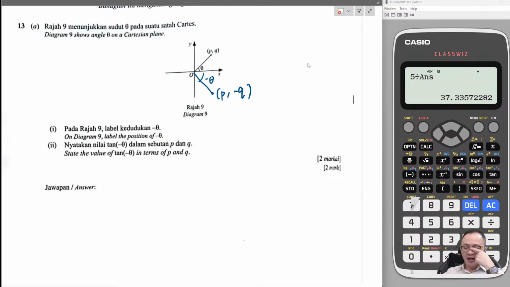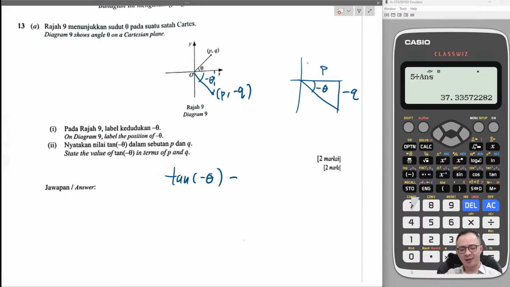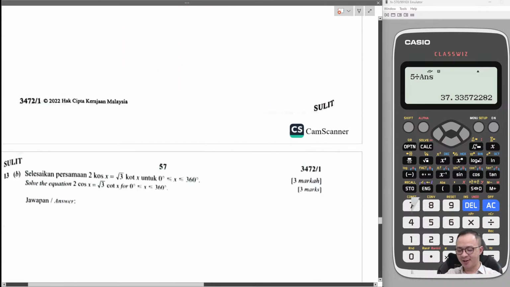Then state the value for tangent negative theta. You can use negative theta if you want to, or I sketch it out to give you more idea. This is negative theta, right? This one is P, this is negative Q. So tangent negative theta is basically opposite over adjacent, negative Q over P. Done. Tangent is TOA, so it's opposite over adjacent. Easy.